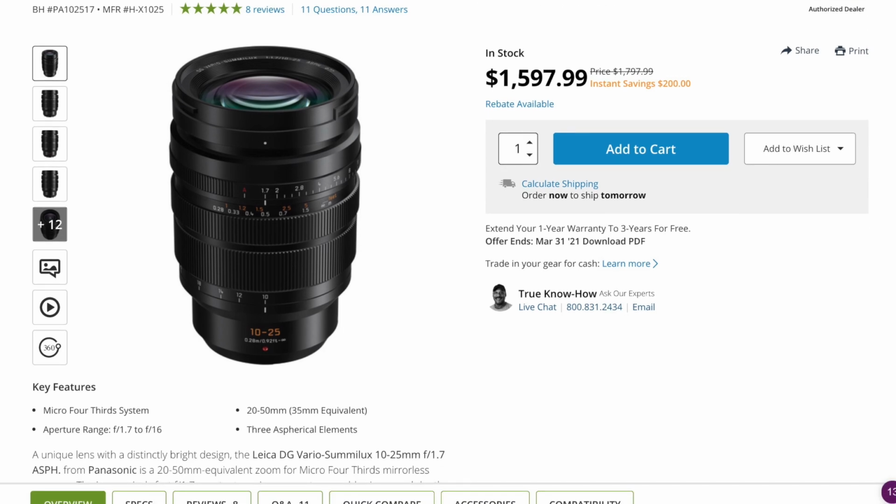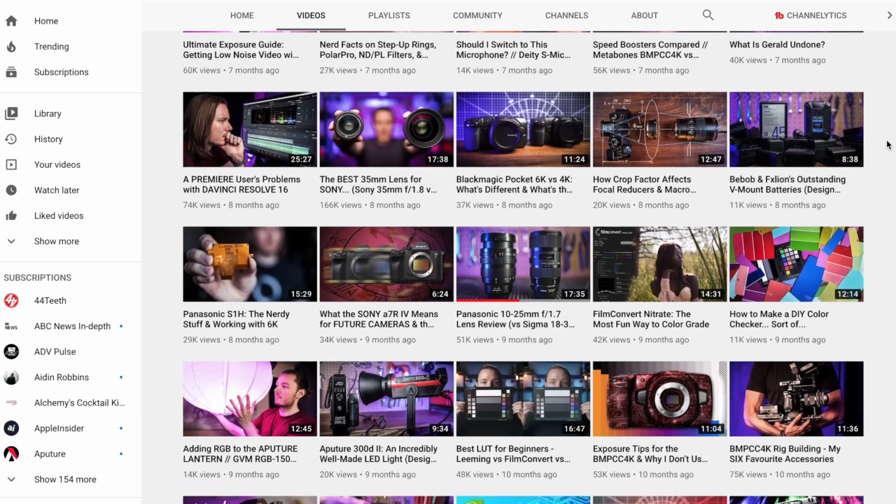But you may be thinking, what about the Panasonic 10-25 f1.7? That's a legitimate question, especially for photos. And I think that's the main advantage of the Panasonic over the Sigma, is that it's better for focusing in photos. However, there's a lot of things that the Sigma brings to the table that's better than Panasonic. And this video has been done, and it's been done very well by Gerald Undone. Go check out his video about this because he compares the Sigma and the Panasonic.